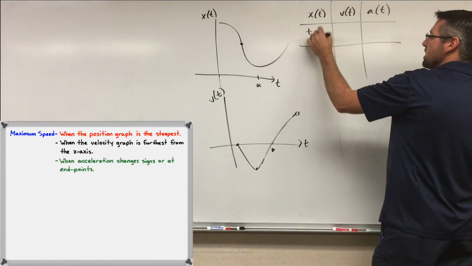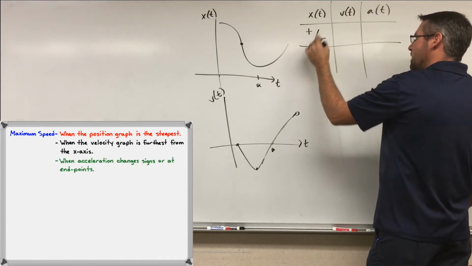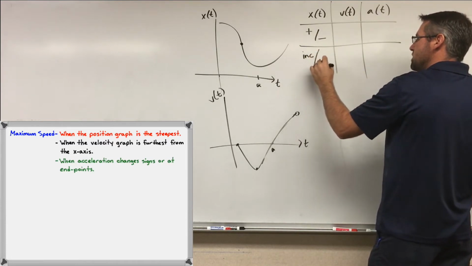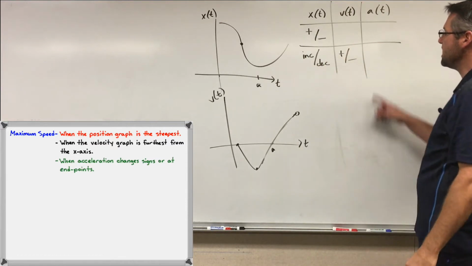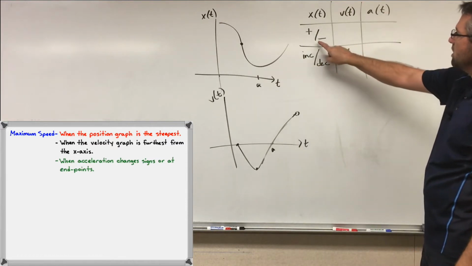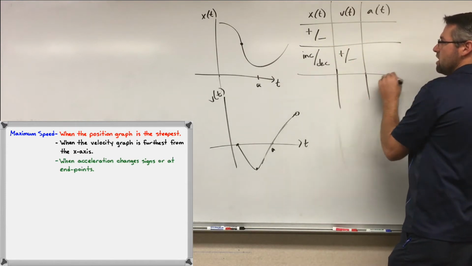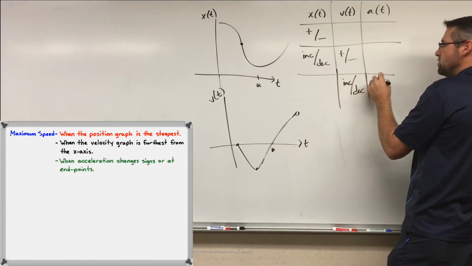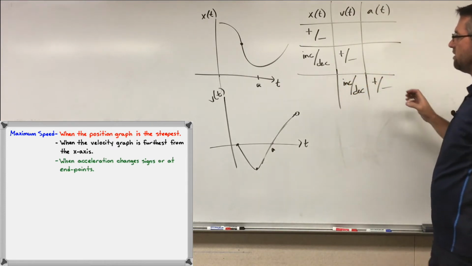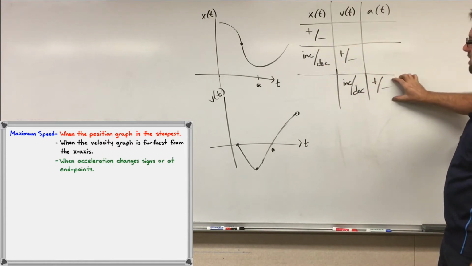When position is positive or negative, that has no bearing on velocity or acceleration. When position is increasing or decreasing, that implies that velocity is positive or negative. But again, no bearing on acceleration. Notice these relationships, right? And then if velocity is increasing or decreasing, that implies that acceleration is positive or negative. So the same relationship between these two will be the same relationship between these two.